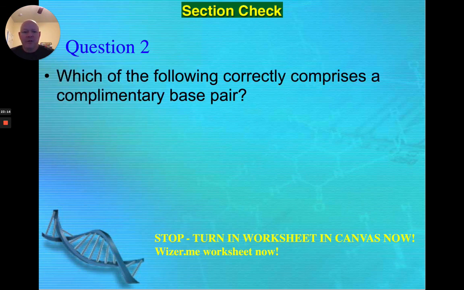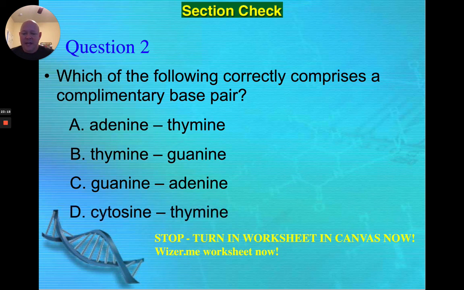Which of the following correctly comprises a complementary base pair? So once again, apples grow on trees, cars go in the garage. So the only one here, it says, which follows correctly? So the answer is A, apples grow on trees.